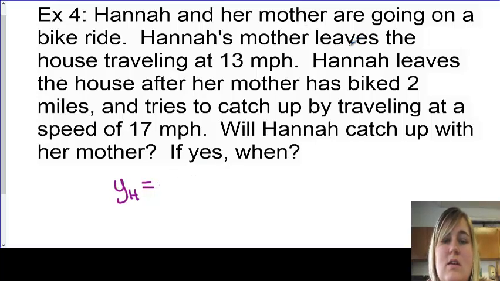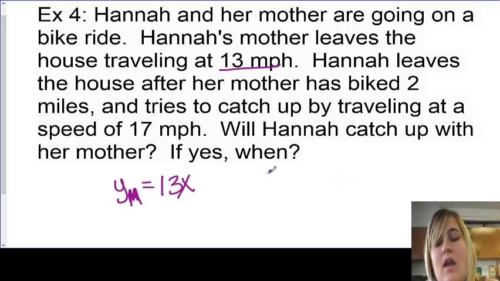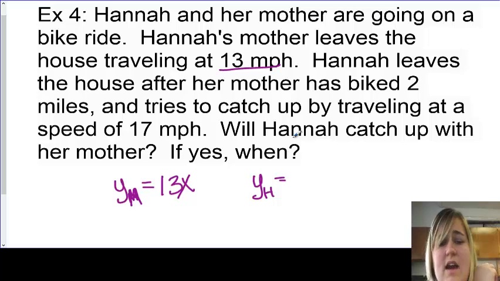So Hannah, I'm going to put y sub h for Hannah's speed. And Hannah's mother's speed is who we're talking about first, excuse me. y sub m instead. So for the mother's speed, Hannah's mother leaves the house traveling at 13 miles per hour. So that 13 miles per hour is my rate, and rate is another word for slope, so I'm going to put 13x. And Hannah leaves the house after her mother has biked 2 miles, and she's trying to catch up by traveling at a speed of 17 miles per hour.